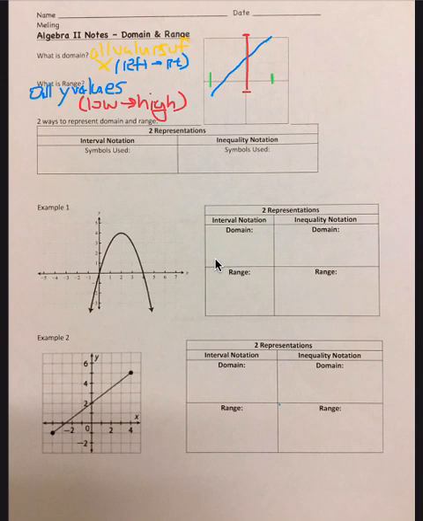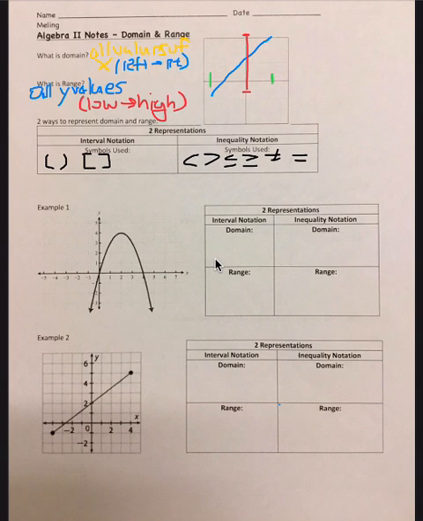So two ways to represent domain and range, and we've kind of gone over these previously. So for interval notation, you have parentheses, so open, or brackets, which means closed. Inequality notation, so that's less than, greater than, all that kind of stuff. So you have less than, greater than, less than or equal to, greater than or equal to, not equal, and equal. Those are all the symbols for interval and inequality.